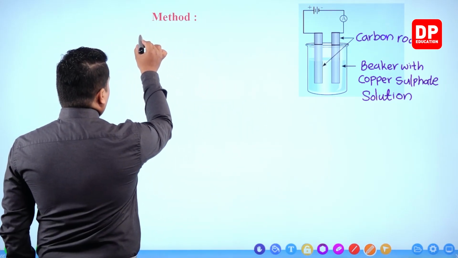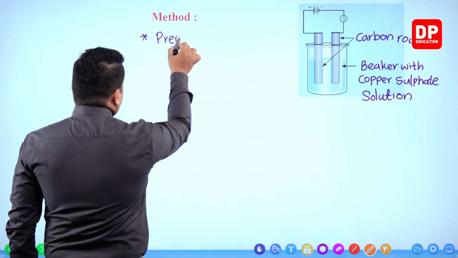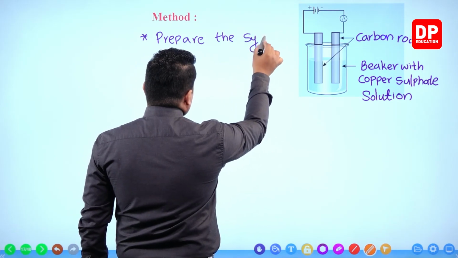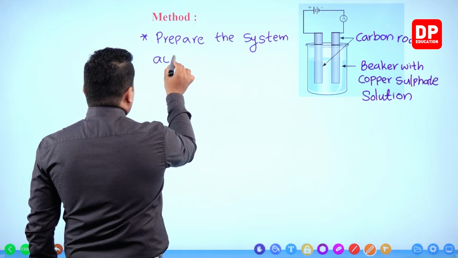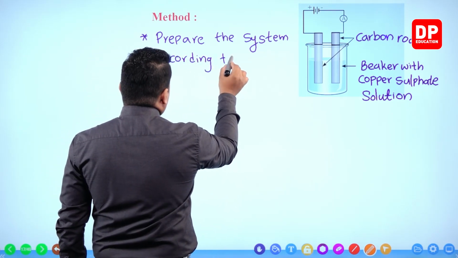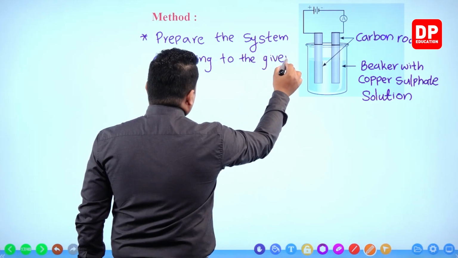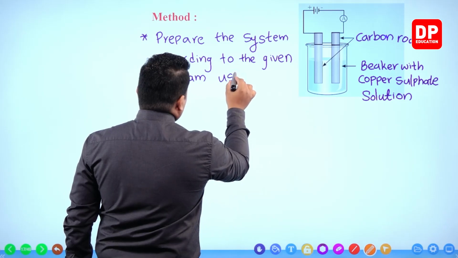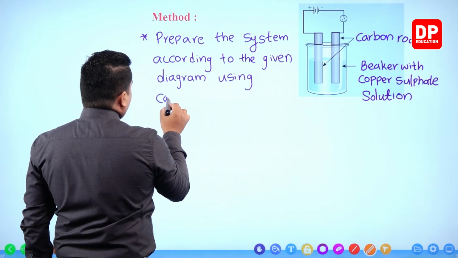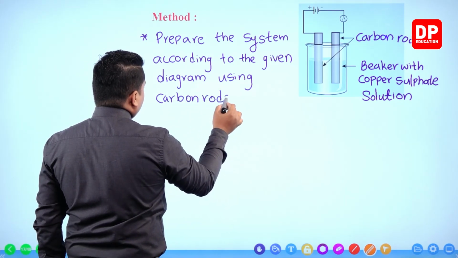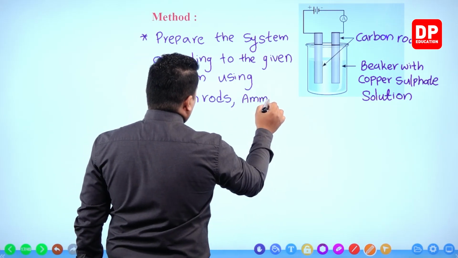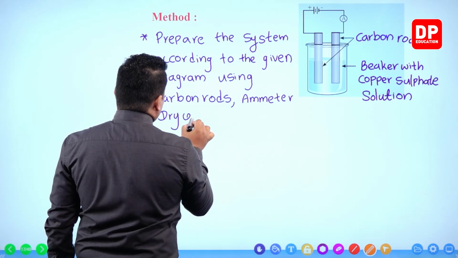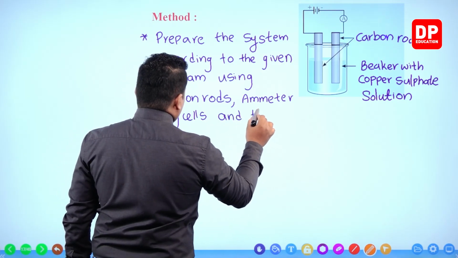What do you have to do? Prepare the system according to the given diagram using carbon rods, ammeter, dry cells and the copper sulfate solution.